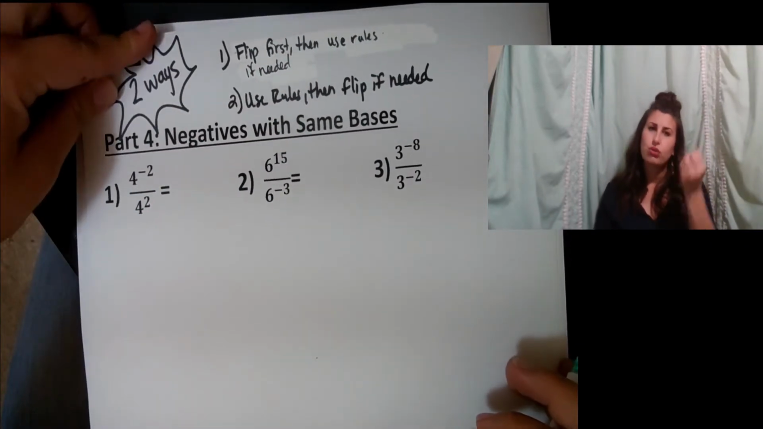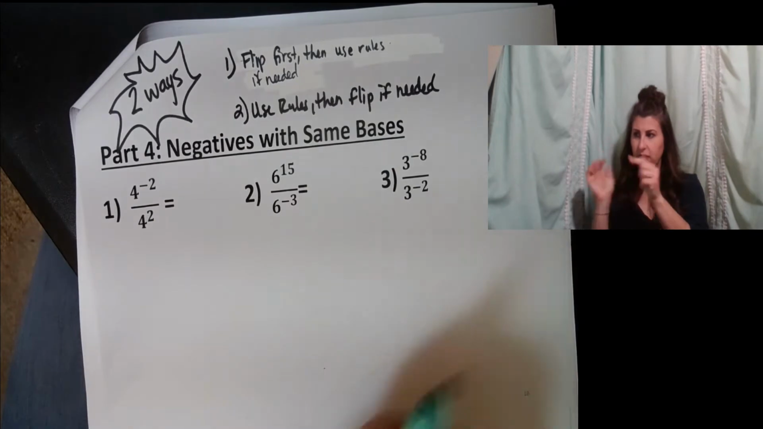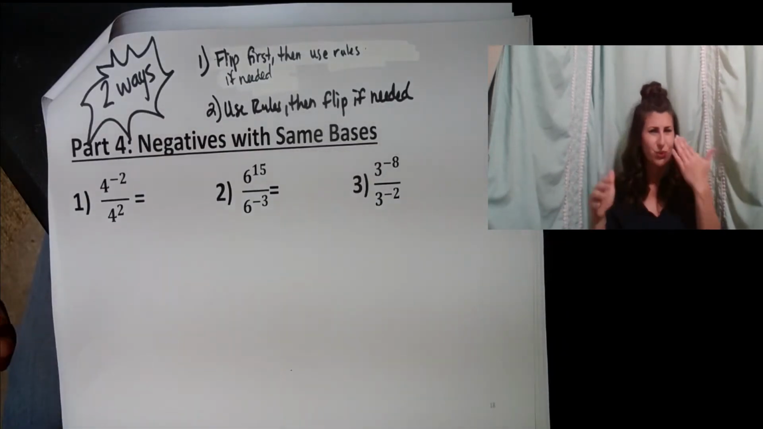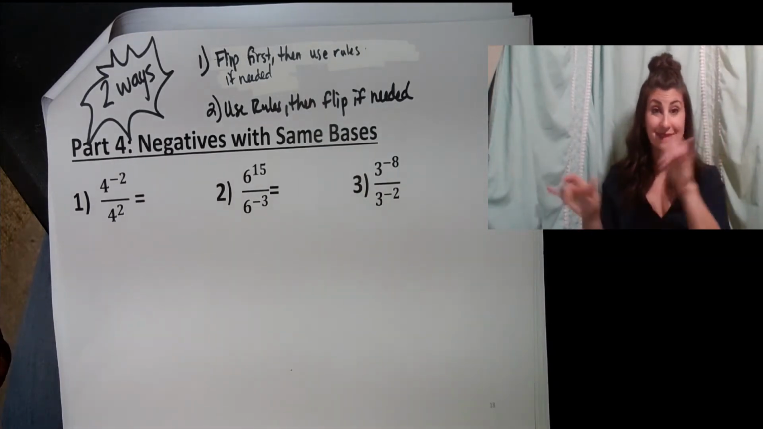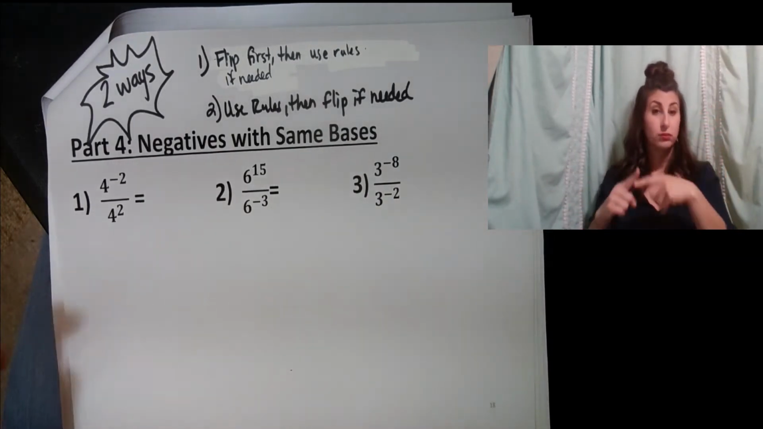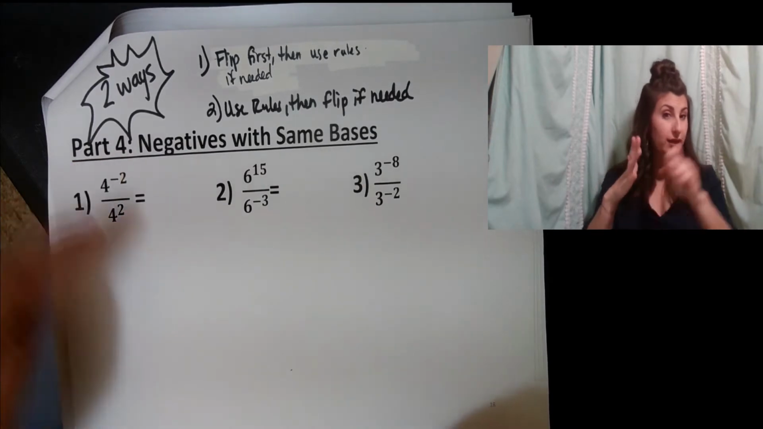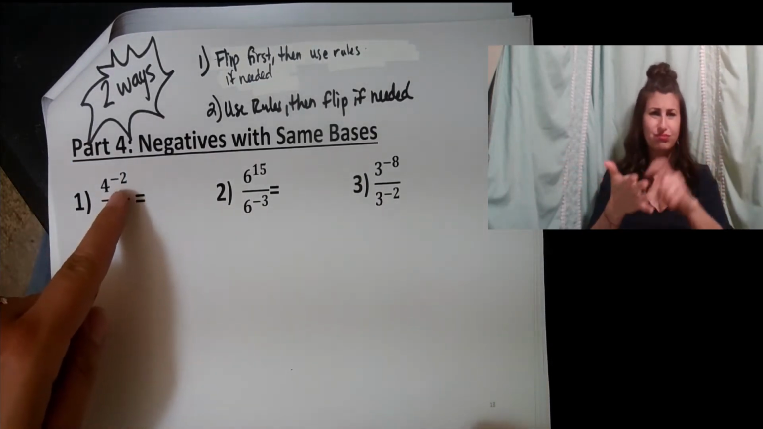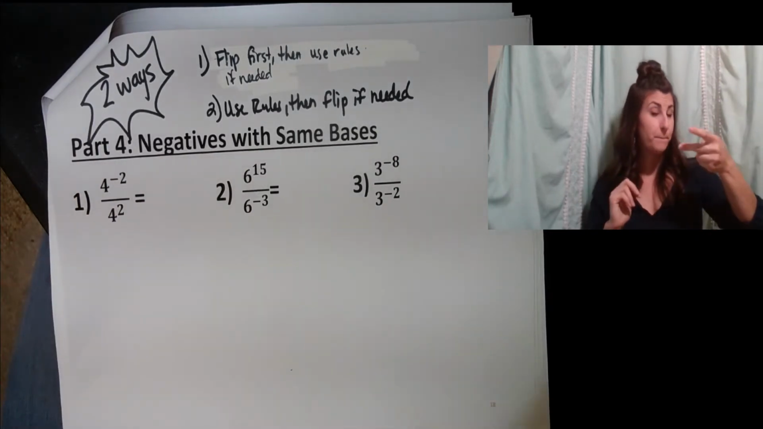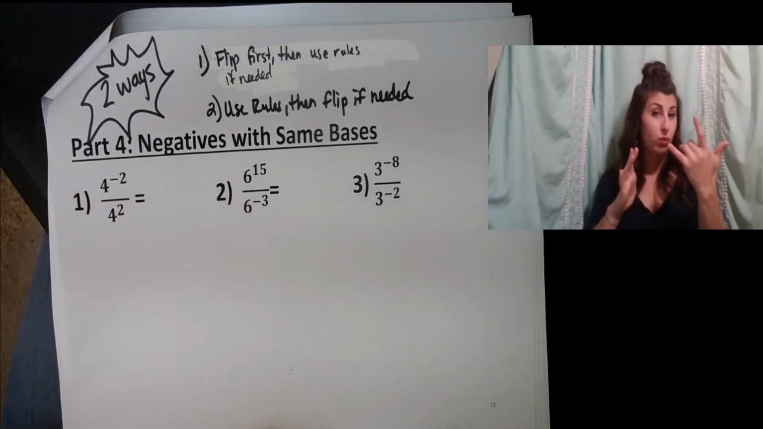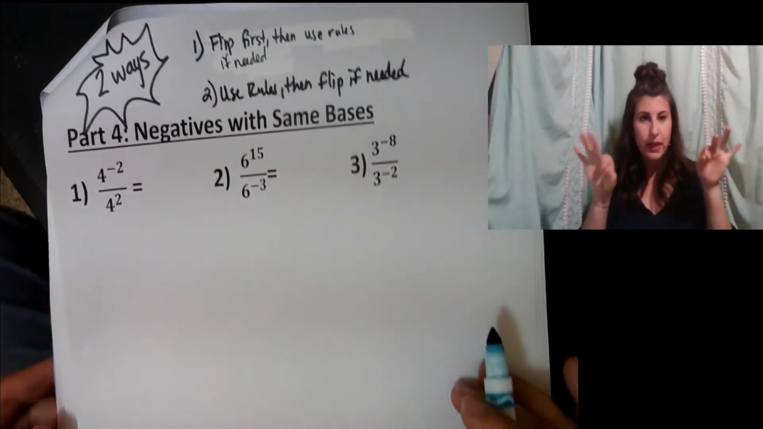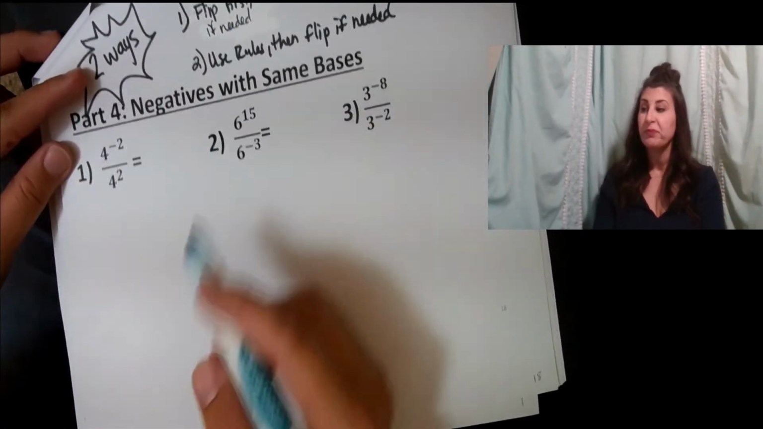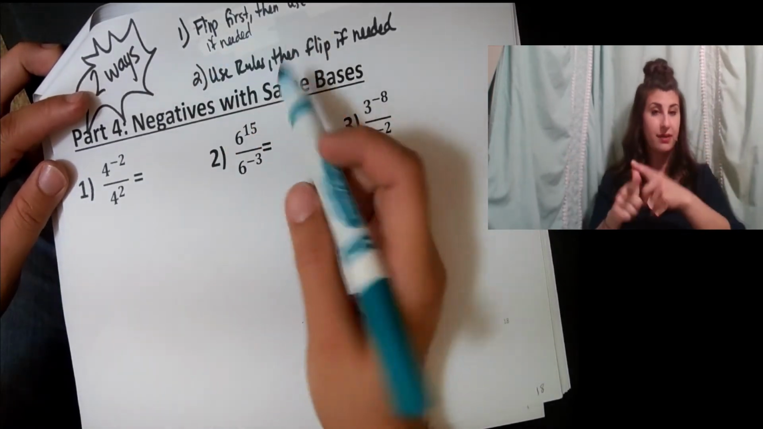All right, so negatives with the same bases. There's actually 2 ways that you could do this, all right, because we already learned the rules of exponents when it's the same base. When we're dividing, we could subtract the exponents, all right, but we also learned that if we see a negative, we can flip it. So I'm going to show you both ways just so that you know that you can pick whichever way you're most comfortable with.